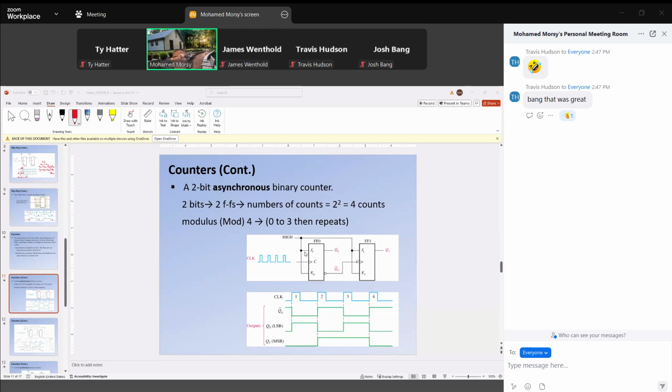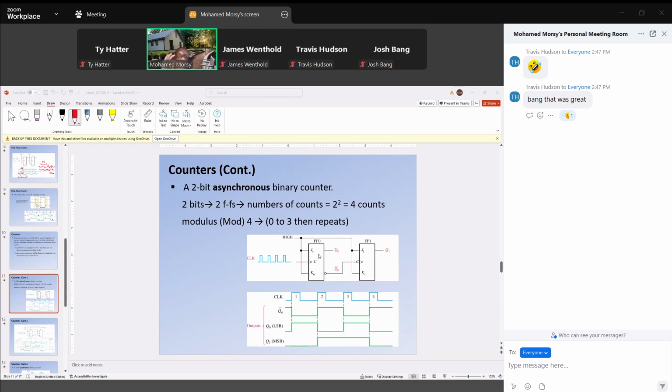Okay, this is for the first one. What about the second one? Again, look at the connection of J and K. Isn't it also a T flip-flop? Again, this is another T flip-flop. So always the output Q1 toggles. For FF0, Q0 always toggles.